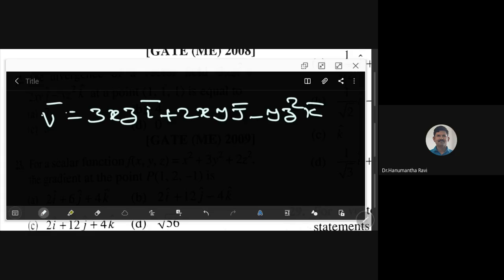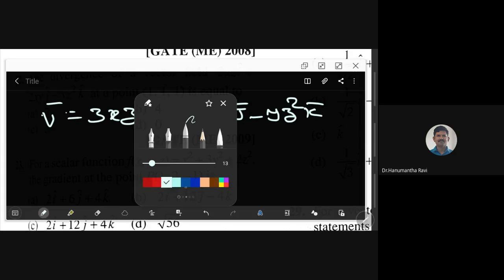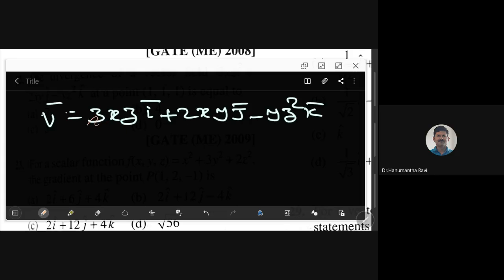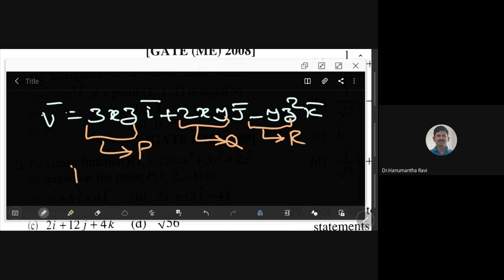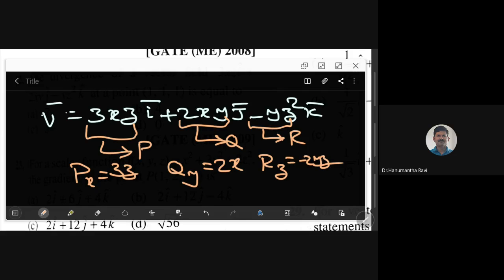So we have divergence of v bar, so as before, we take this as P, we take this as Q, and we take this whole thing as R. So what is Px here? Px is 3z. What is Qy? Qy is 2x. What is Rz? Rz is minus 2yz.